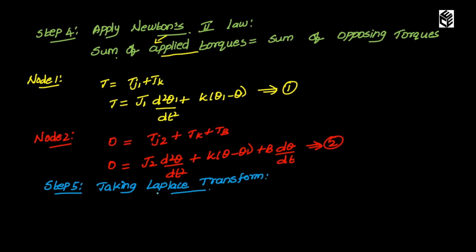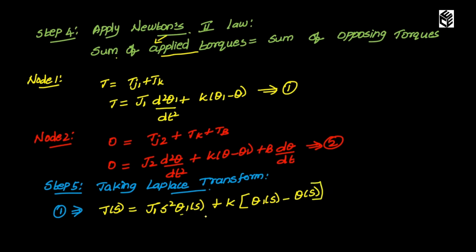Now, what is our step 5? Taking Laplace transform. I am going to take the Laplace transform for the first equation. So, what is the Laplace transform for the first equation? T of s is equal to J1 s square theta 1 of s plus K into theta 1 of s minus theta of s. From this equation, I am going to take theta 1 of s as a common factor. So, theta 1 of s into J1 s square plus K, minus K into theta of s. The left side is T of s. I am going to take this as equation number 3.